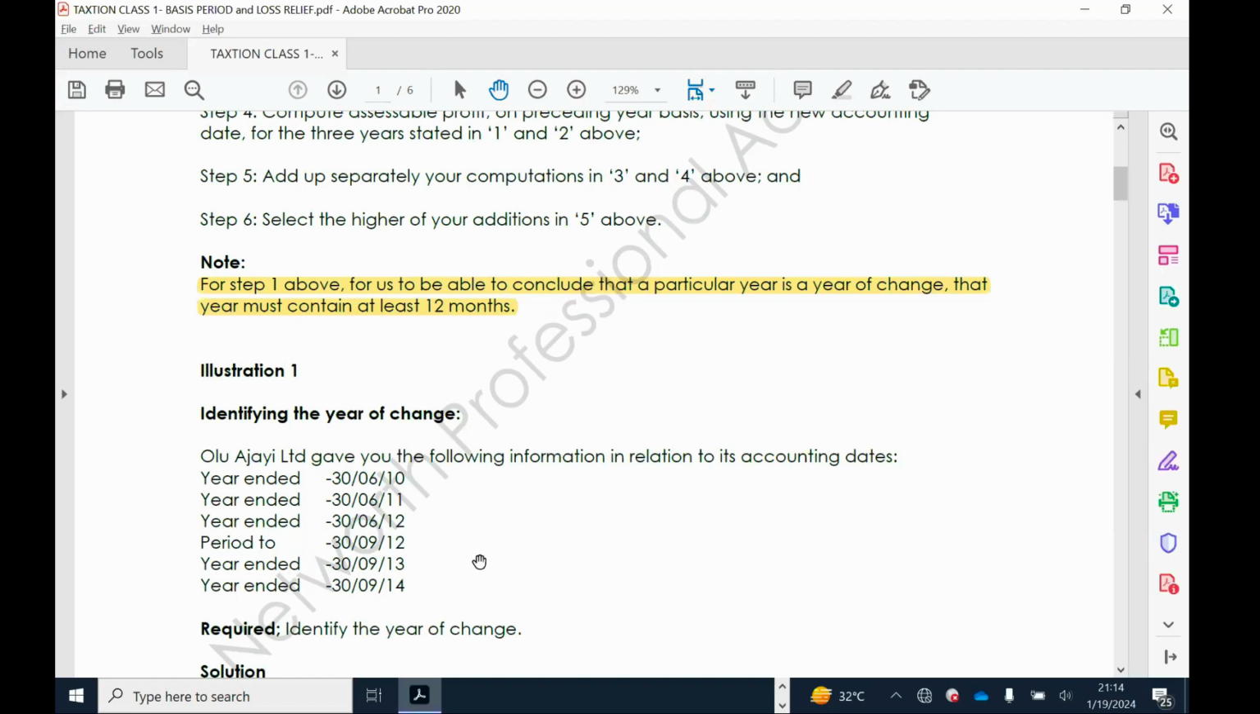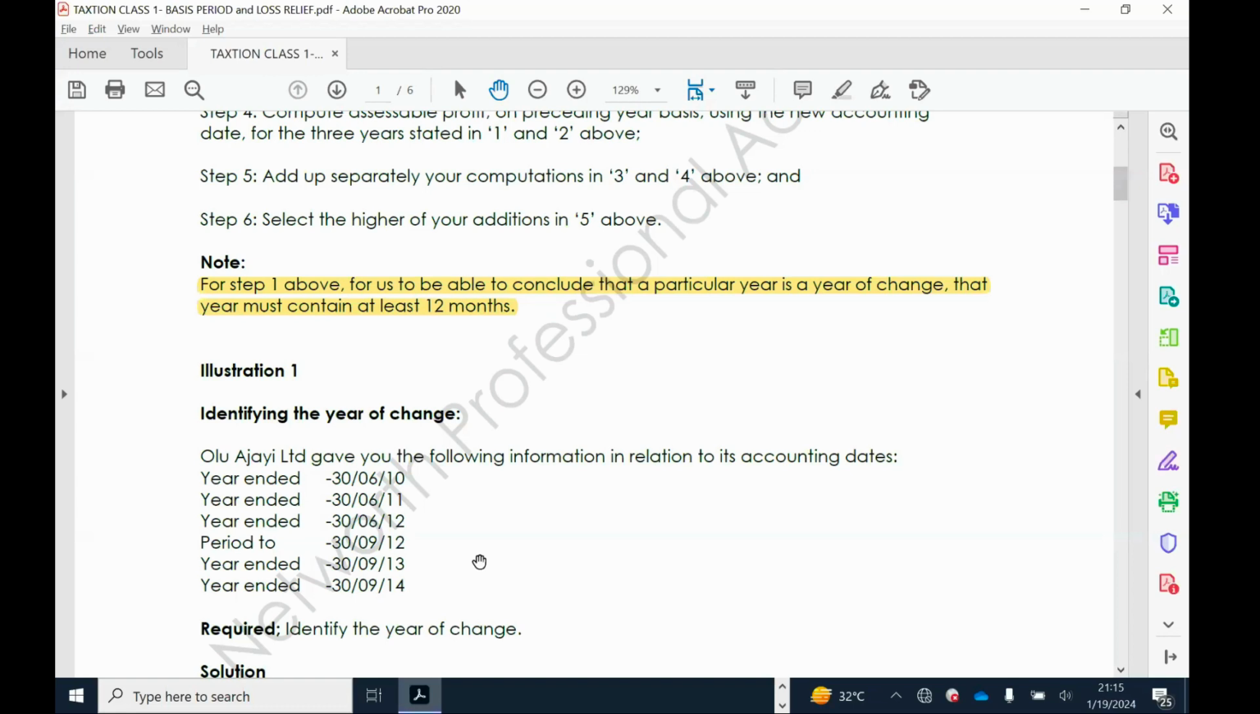All right. So why did you say that it's 30th September 2013? Because between 30th June 2012 and 30th September 2012 is just 3 months. Okay, so it is not up to 12 months, right? Yes. You are right. Abiodun is right, and Aramide is also right in a way, and I understand what Aramide is saying.